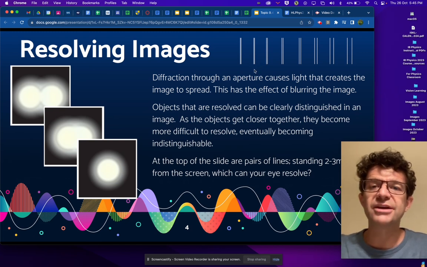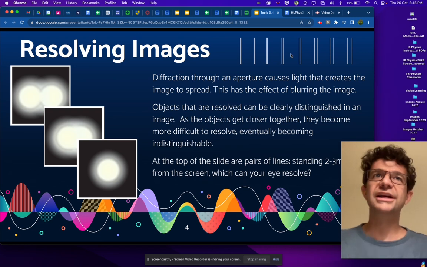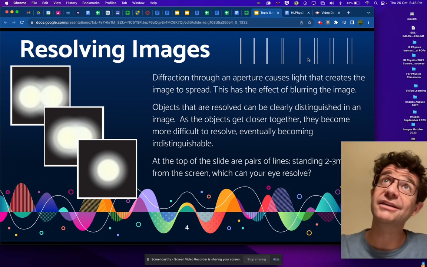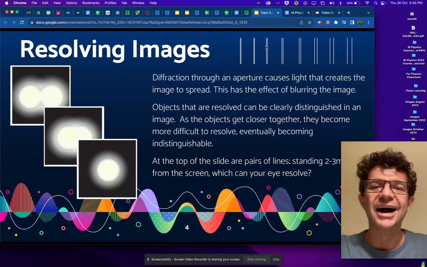If you're 2 to 3 meters away, you're almost certainly going to be able to resolve these on the right, but you probably won't be able to resolve the ones on the left. And depending on the quality of the lens in your eye and the quality of the compression that YouTube makes, you won't be able to distinguish maybe this one or this one, right? So that's what we mean by resolving two different objects in an image.